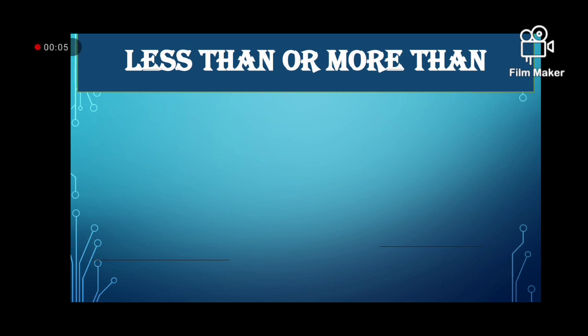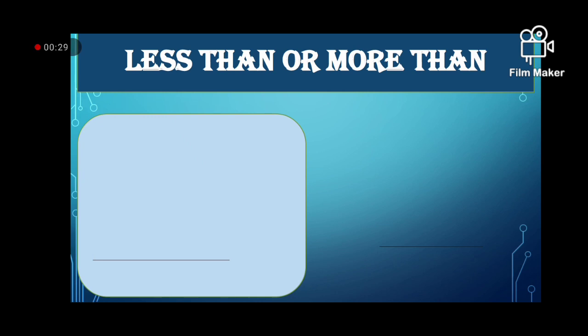Discuss what is meant by less than or more than. As you know all, when we add, we will get the bigger number or we will get more. And when we subtract, we will get the lesser number, means we will get less. So less than means we have to subtract and more than means we have to add. Now let's take an example.